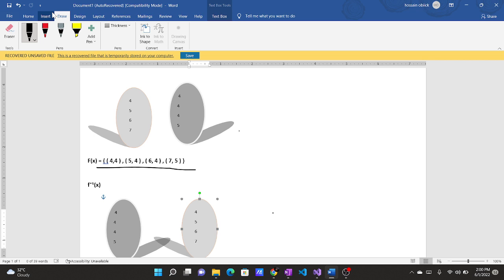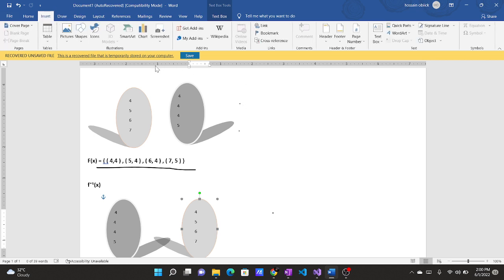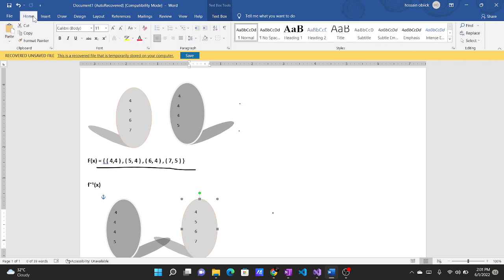Just for example, let's think of the inverse of the function. So what would be the inverse? The inverse will be completely opposite of that function, right? So the 4, 4, 4, 5, which was the output of that function, comes to the input, and the 4, 5, 6, 7, which was the input of the f(x) function, is now the output.